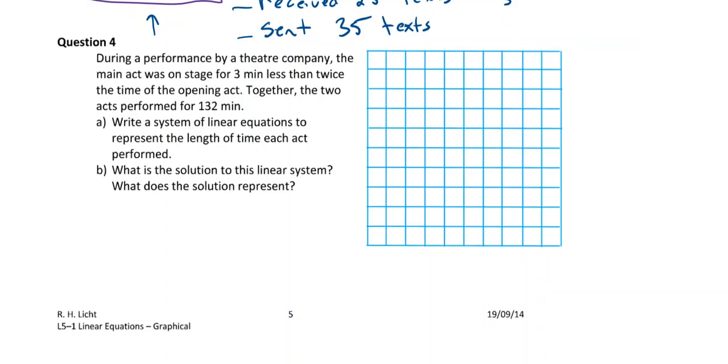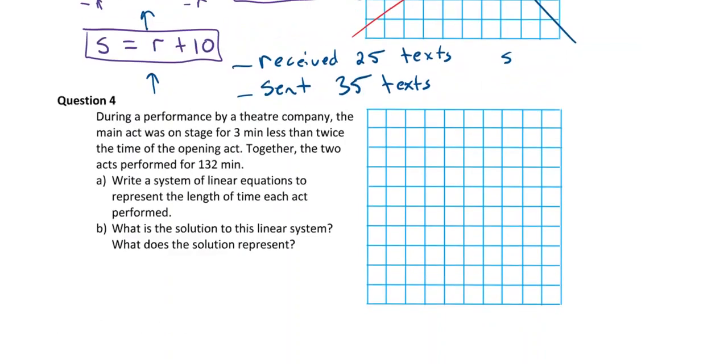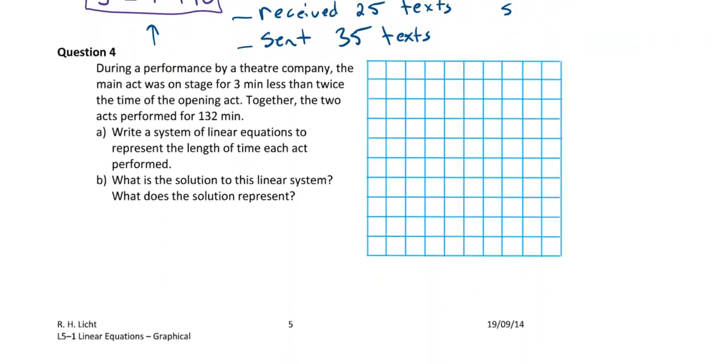Well, actually, I'm getting ahead of myself. Let's figure out what our variables even are. In the last one, it was received and sent. What's it going to be in this one? During the performance by a theater company, the main act was on stage for 3 minutes less than twice the time of the opening act.